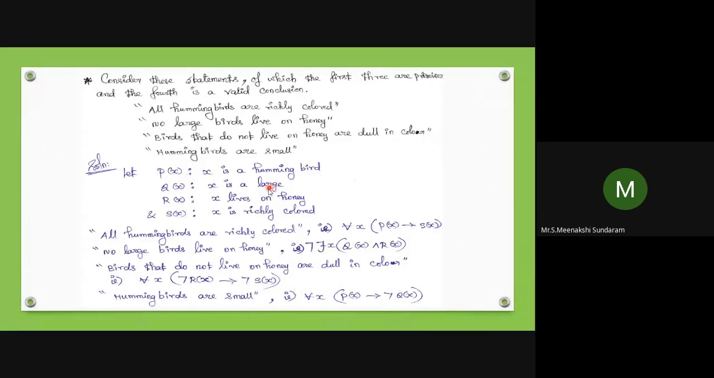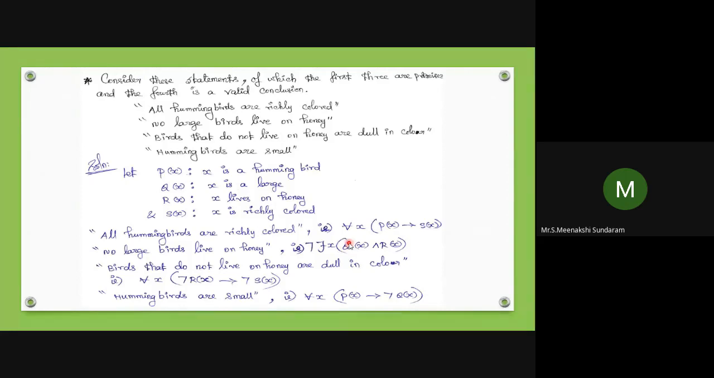That's how you can do it. It is not a unique way, depending upon your students. Some students take it as hummingbirds being a small size, so I can take Q of x as x is small. Then the statement is Q of x here, and negation of Q of x there. That is also acceptable. You can write it your own way.